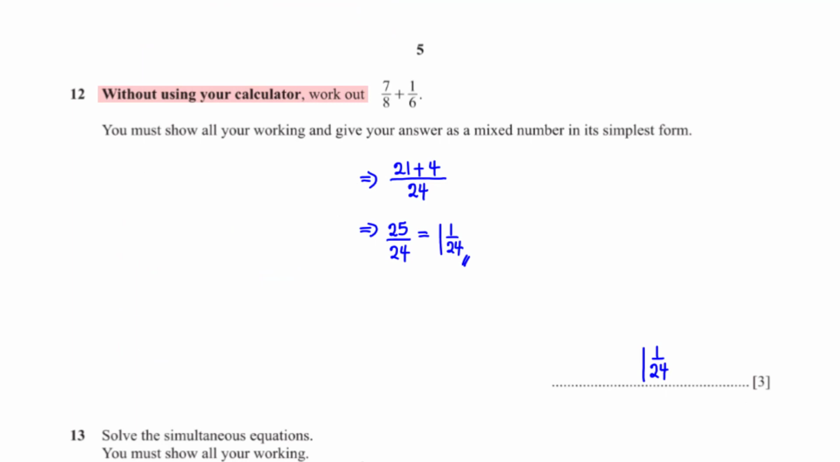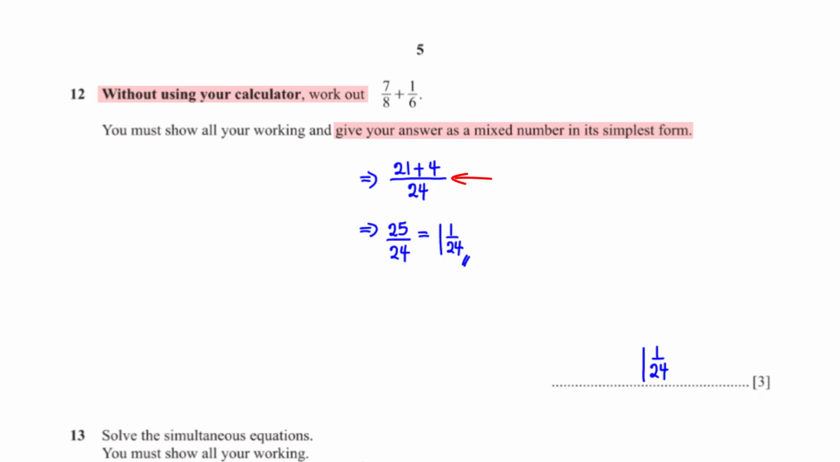Without using your calculator, work out 7 over 8 plus 1 over 6. You must show all your working and give your answer as a mixed number in its simplest form. The LCM of 8 and 6 is 24. For 7 over 8, since we multiply the denominator, which is 8, by 3 to get the LCM, we also need to multiply the numerator by 3. So 7 times 3 gives us 21.